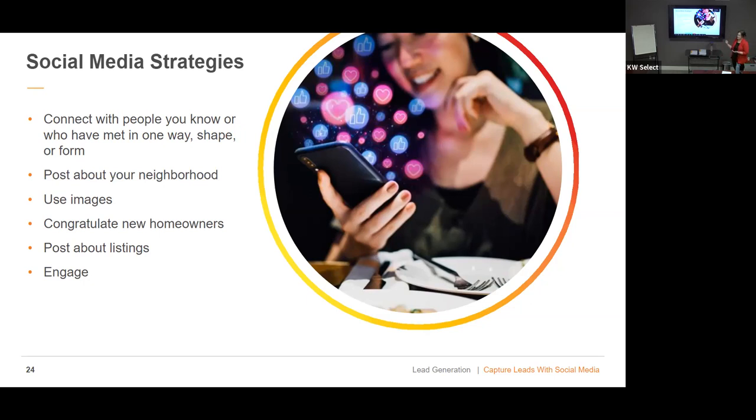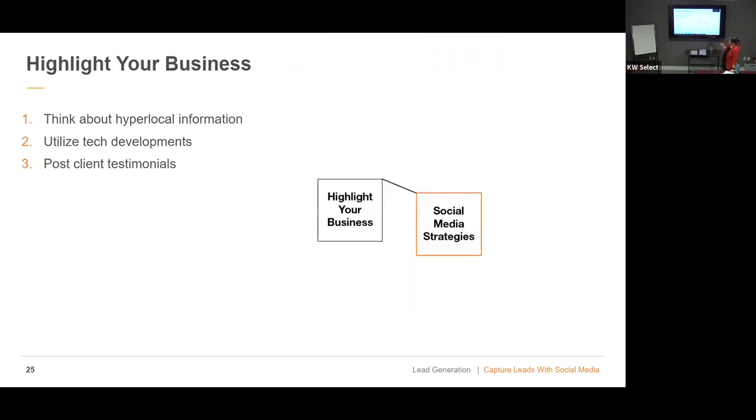Congratulating new homeowners, of course, that's a business post. So when they hold up the sold sign in front of the house. And then posting about your listings and engaging with people. So just a few of those strategies, but we'll dive into this a little bit.